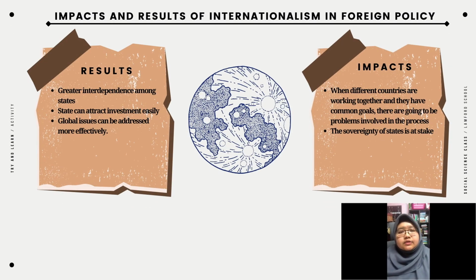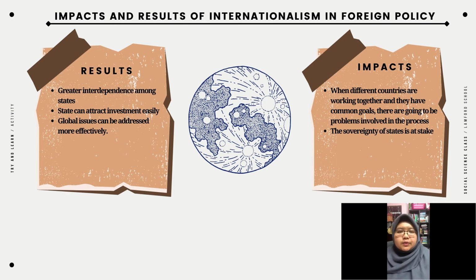So the impacts and results of internationalism in foreign policy. Firstly, the greater interdependence among states. This is because internationalism stresses cooperation among states to resolve certain issues, states can attract investment more easily. And lastly, global issues can be addressed more effectively, for example, poverty, world hunger, disease, debt, climate change, and human rights.